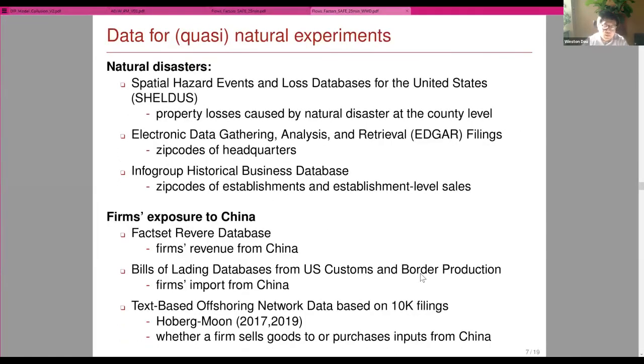For the quarterly holdings of mutual funds, before July 2008 we used Thomson data, and after that we use CRSP data. It's just following the literature, because people argue that for the holdings data, Thomson has better quality before July 2008, and CRSP has better quality afterwards. And in the paper, we also conducted two causal natural experiments, and to do that we also use natural disaster data, and each public firm's headquarter zip codes, their establishments' zip codes, and their establishment-level sales. We also need to construct the firm exposure to China using various data sources.